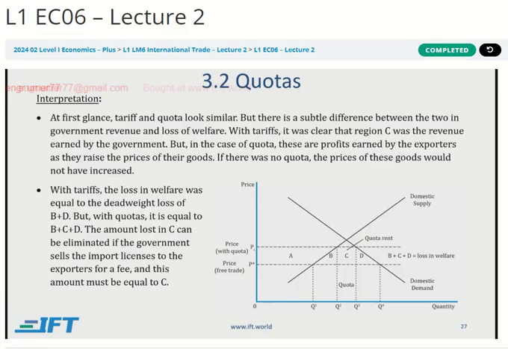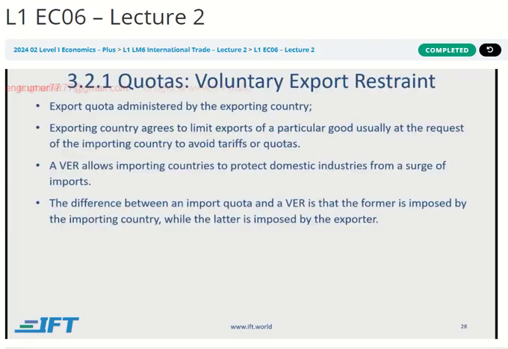So at first glance, tariff and quotas look similar, but there is a subtle difference. And that is, number one, that this C is, in the case of your tariff, revenue earned by the government. But in the case of a quota, obviously, there is no revenue earned by the government. And this will get added to your welfare loss if the government is not charging anything in terms of import licenses.